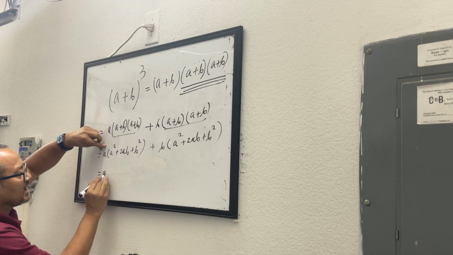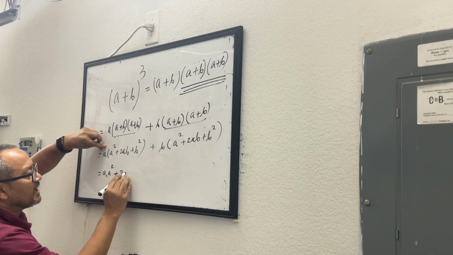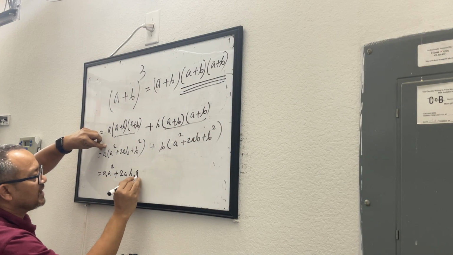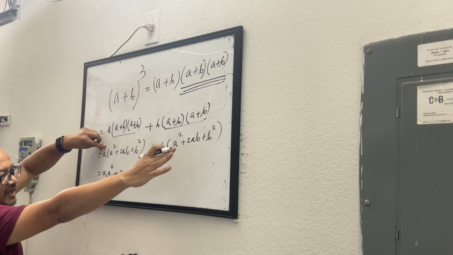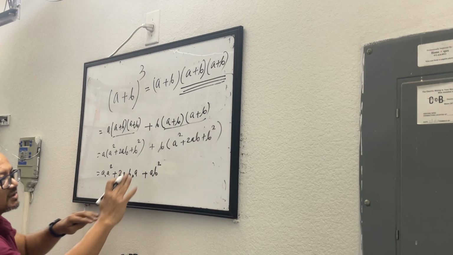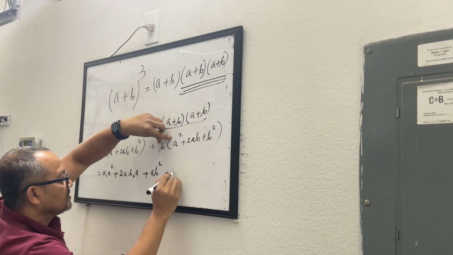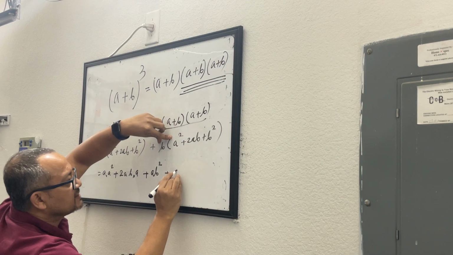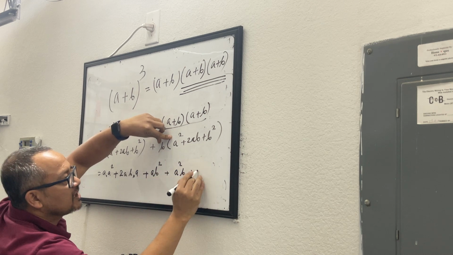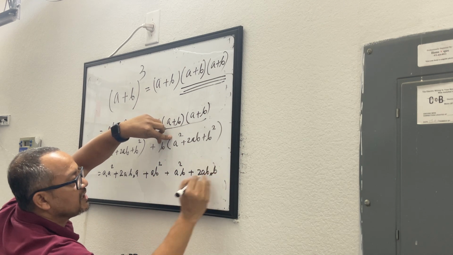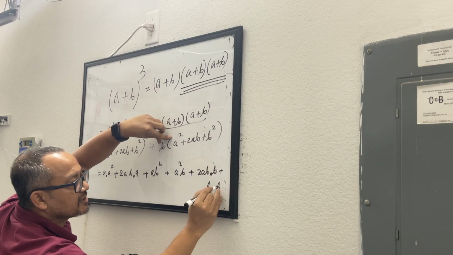So this is a times a square, then 2ab times a, plus a into b square. All plus signs, so I don't have to worry about it. Everything is plus. Then coming here, b times a square, or I will write this as a square b. Then again multiply this whole thing, so this becomes 2ab times b. And then multiply these two, it becomes b into b square.